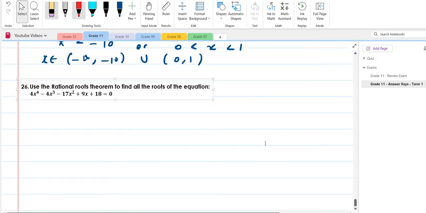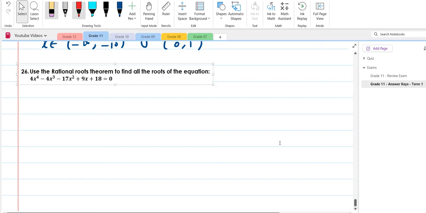And finally, this brings us to the last question. Use the rational roots theorem to find all the roots of the equation. So how are we going to find all the roots of the equation? We have done it before as well. So we list all the possible factors. So p is the last value.